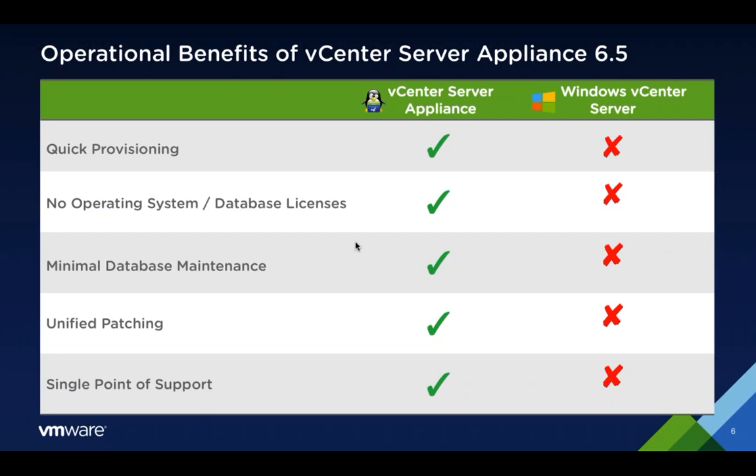The appliance requires no operating system or database licensing, so from a cost perspective, you are getting your money back there. Windows, again, requires an operating system license and a database license, whether it's SQL or Oracle. When it comes to the appliance, we use vPostgres as the database, and that database is tuned for the vCenter Server application. So there's no tuning required out of the box. You don't even need a DBA. It's meant to just deploy and go.